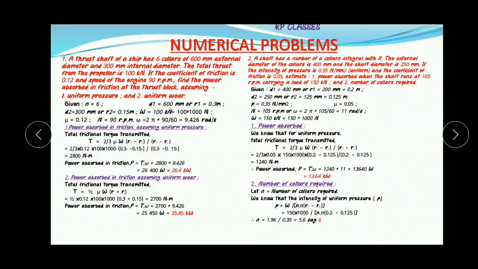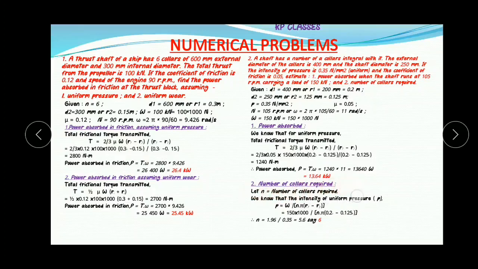First of all, find out what is the power absorbed in friction. As this problem is a case of uniform pressure, therefore total frictional torque transmitted T equal to 2 by 3 mu W (R1³ minus R2³) divided by (R1² minus R2²). By putting the corresponding values, we get torque equal to 1240 Newton meter, and the power absorbed P equal to T omega equal to 1240 into 11 equal to 13,640 watt equal to 13.64 kilowatt.